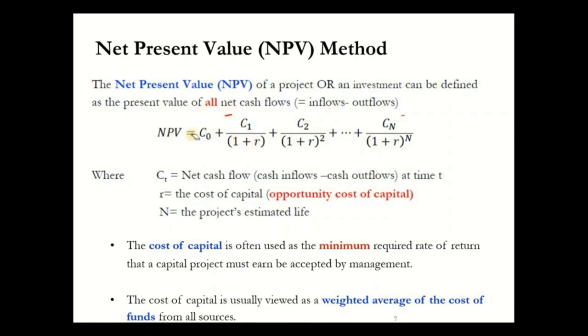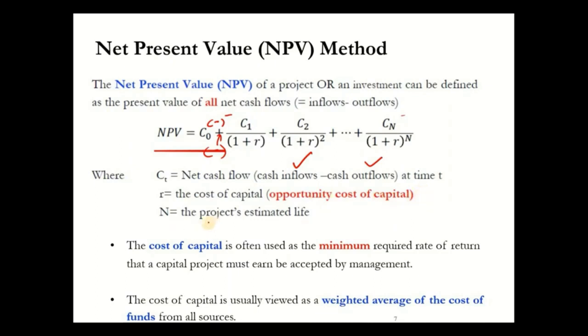So there is a mistake in this formula. What is the mistake? It should be negative. So C, or CT, are basically cash flows. It could be inflows or it could be outflows. Okay, and R is the cost of capital, the opportunity cost of capital. It means if a manager has invested the money in some other project, it could at least get that return, right?